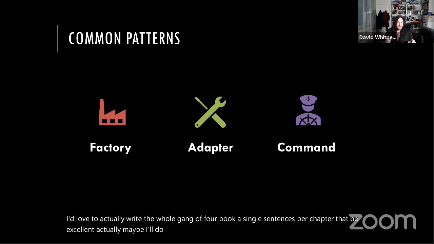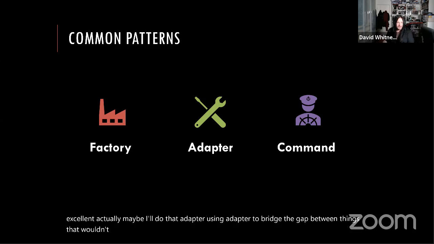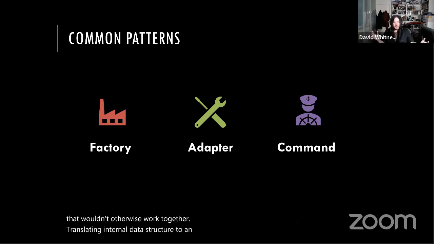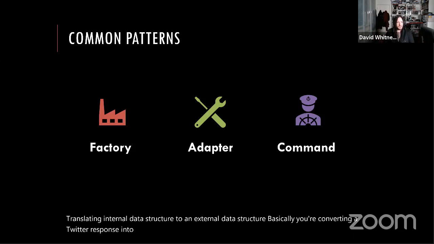Adapter. Use an adapter to bridge the gap between things that wouldn't otherwise work together, translating an internal data structure to an external data structure. Basically, you're converting a Twitter response into your social media data structure. Command. Each discrete action or request is put in a single file.